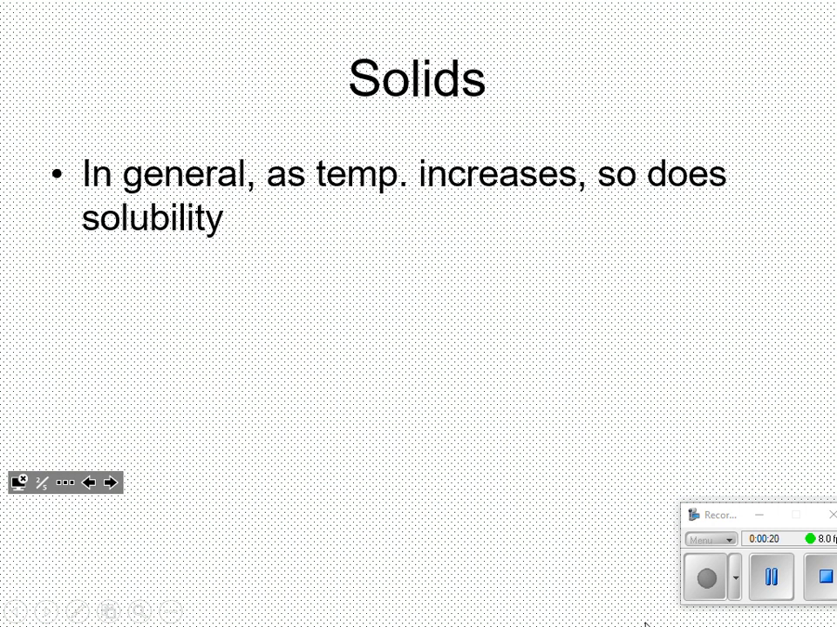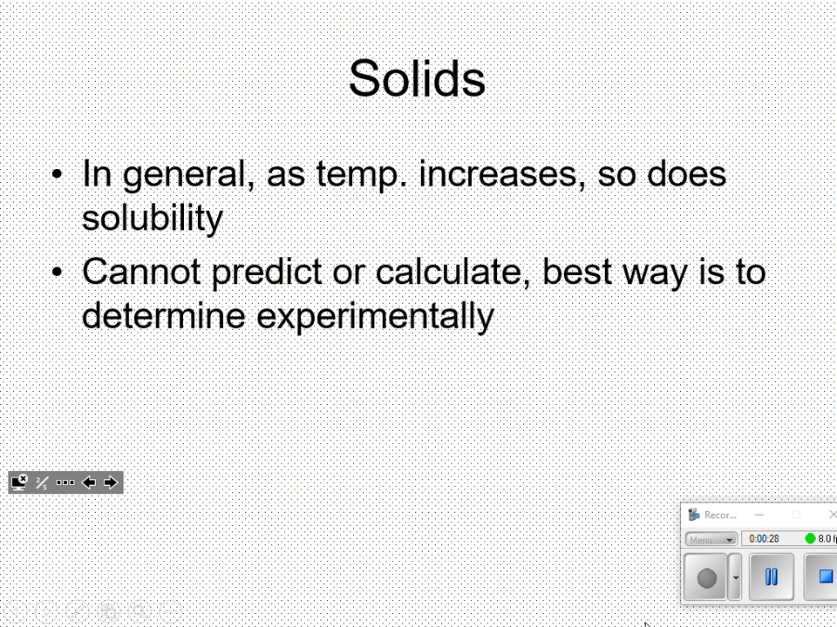This should hopefully be a reminder from Chem 1. For the most part, as you increase the temperature, you increase the ability to dissolve a solid. There is no mathematical expression, however, to detail that at 70 degrees Celsius, this is how much sodium nitrate can be dissolved, or at 80 degrees, how much potassium iodide can be. This is something that has to be done experimentally. And we actually did this experimentally in Chem 1.